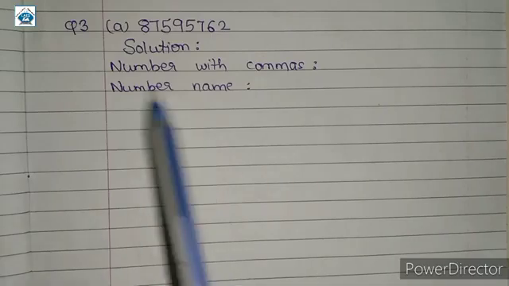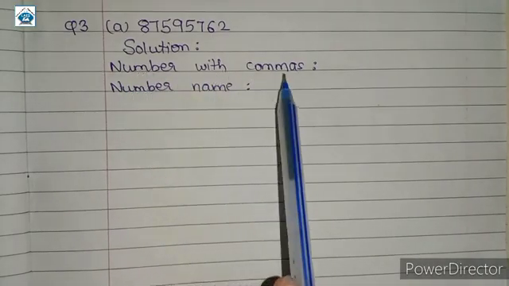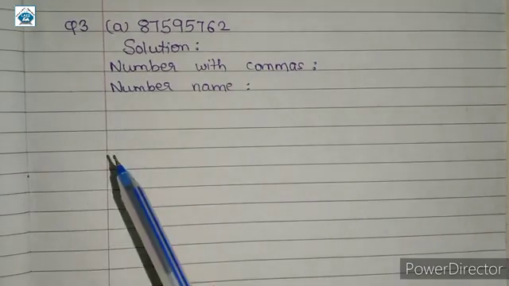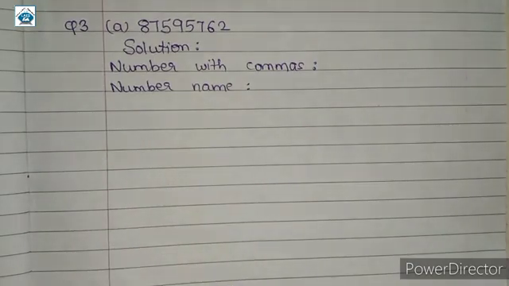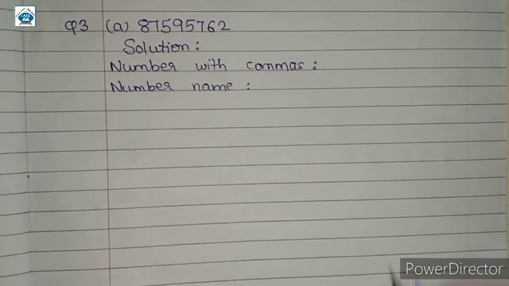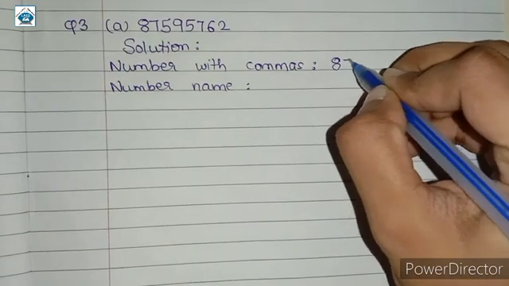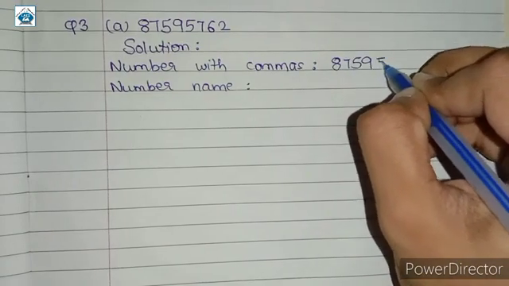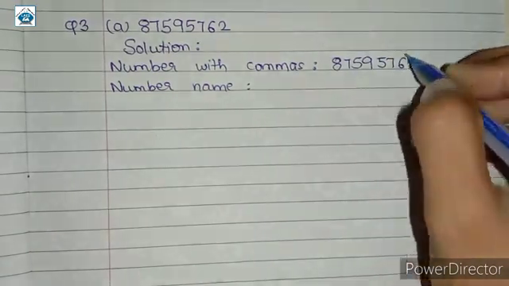Here we need to insert commas, so we will have to write the number with commas, and then we will have to write the number names, and this should be done according to the Indian system of numeration. So let us begin. This is the number given to us, 87595762.